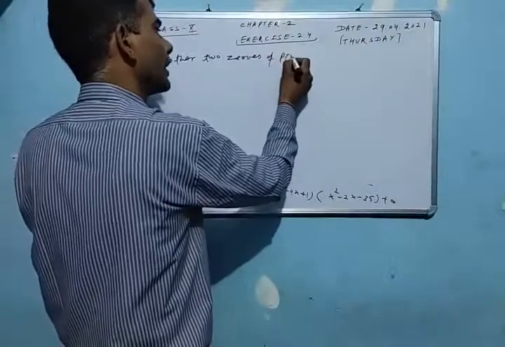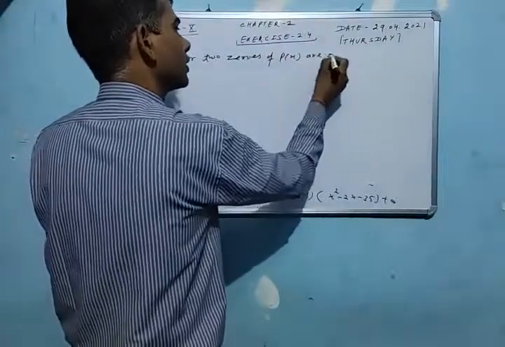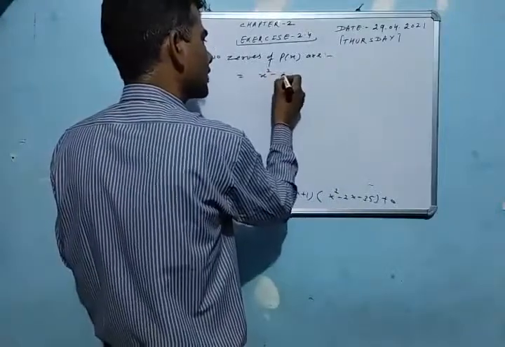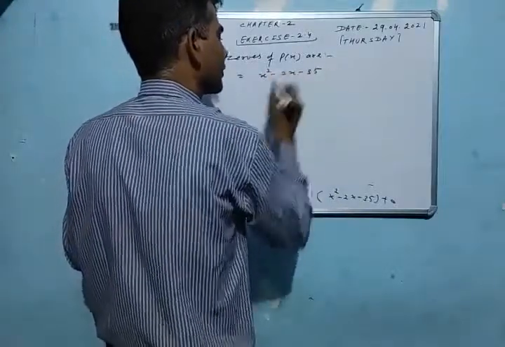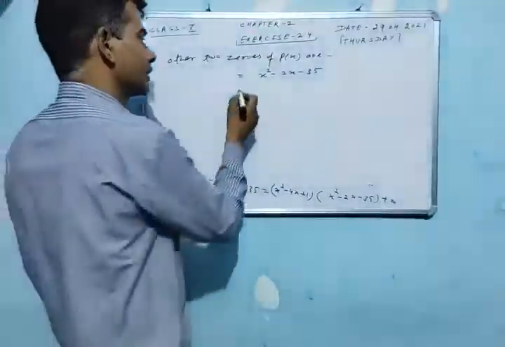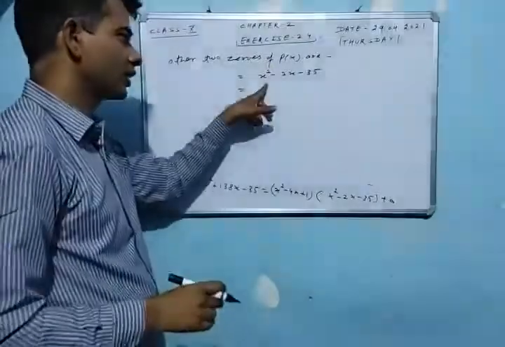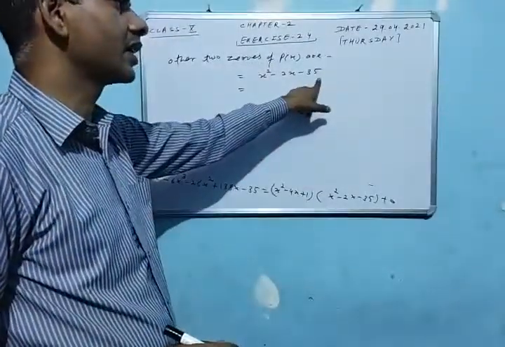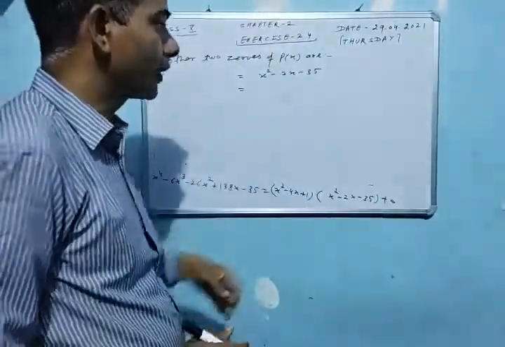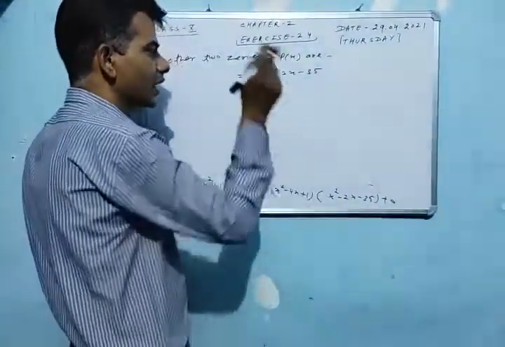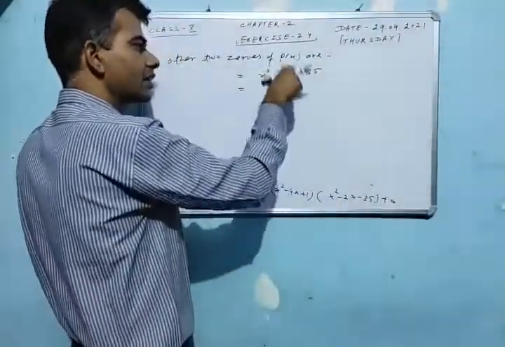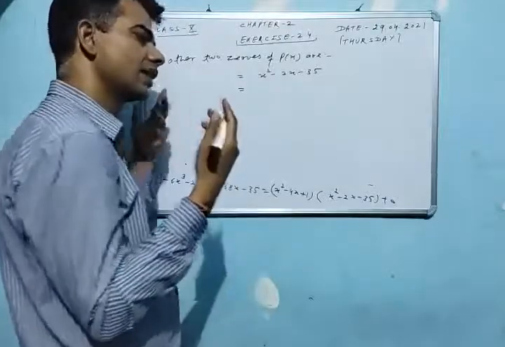Other two zeros of p of x are, for other two zeros, x square minus 2x minus 35. It will be factorized by splitting the middle term method. Coefficient of x square is 1 multiplied by minus 35, that will be minus 35. Now student, make two factors such that multiplication of two factors will be 35 and the subtraction will be minus 2.